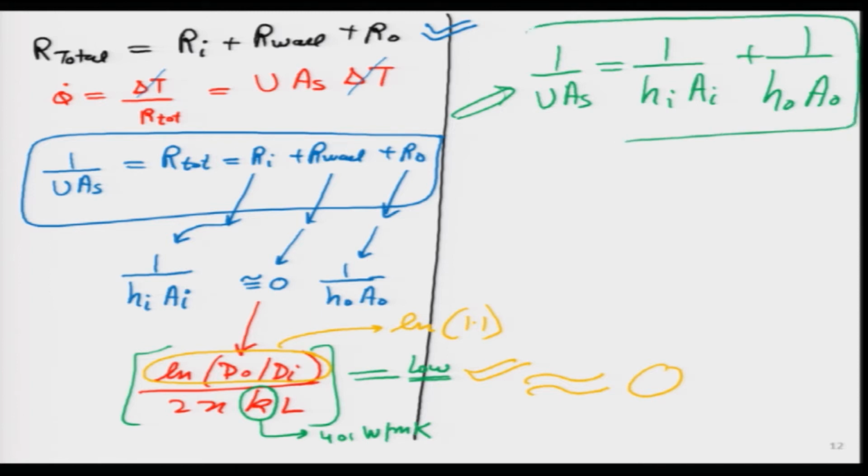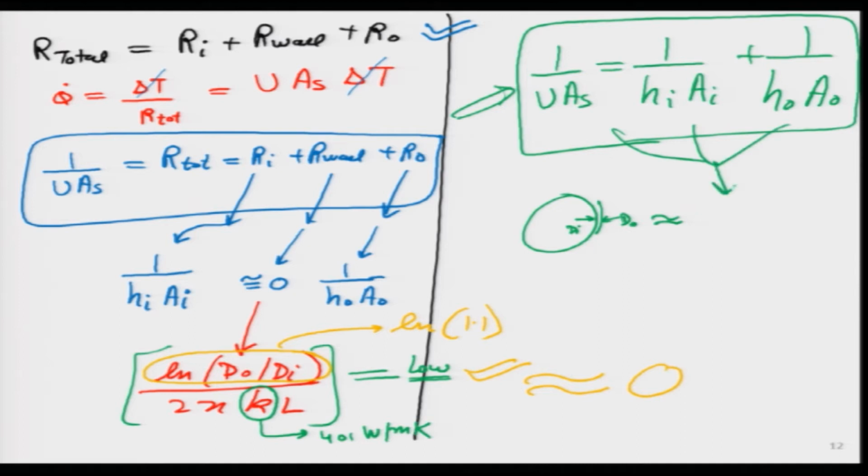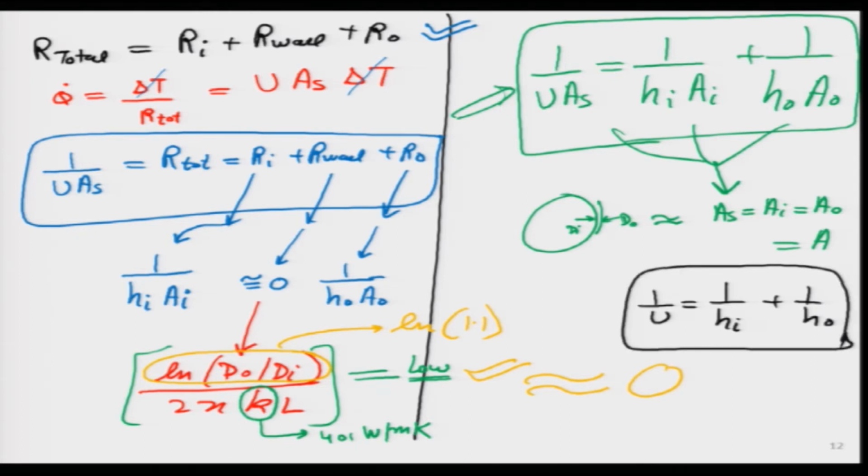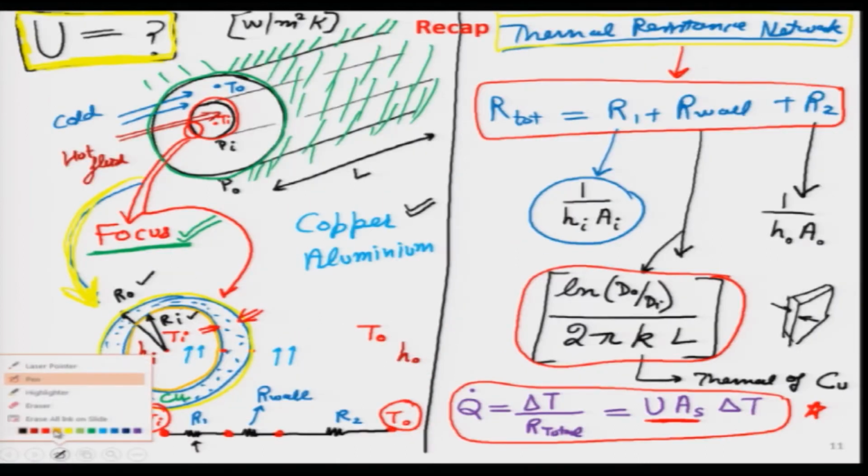So, it is not naught, it is outer. So, inner and outer. And because I have already said that the copper pipe is very thin, DI and DO are both the same, which means what benefit can I write over here? I can write that surface area A is equal to Ai is equal to Ao, simply A, which means this equation can reduce further and I can get simply 1 upon U is 1 upon hi plus 1 upon ho, something like this, which means by this equation I have figured out the value of the overall heat transfer coefficient, which we had originally put as a question mark.